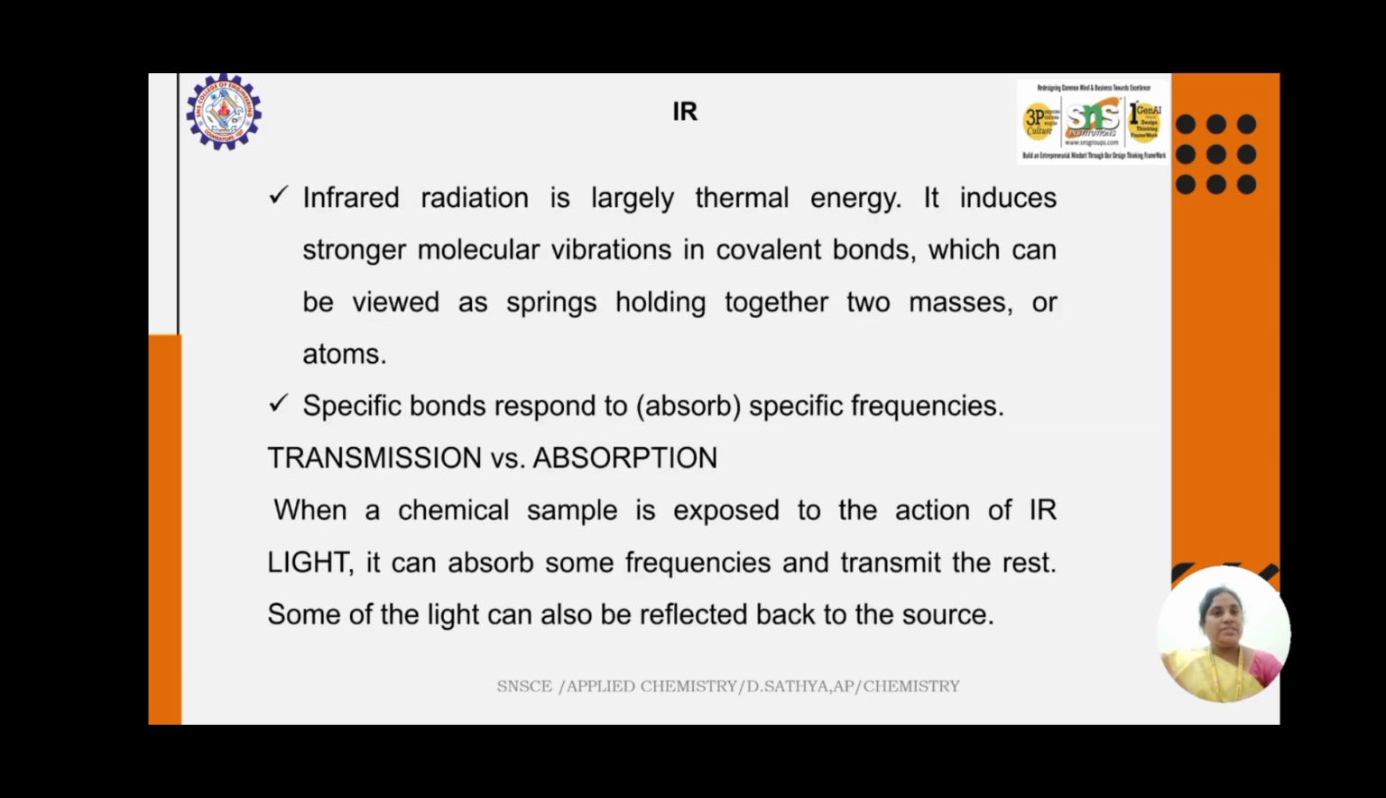IR radiation is largely thermal energy. It induces stronger molecular vibration in covalent bonds, which can be viewed as a spring holding together two masses or atoms. The specific bonds respond to specific frequencies. When a chemical sample is exposed to IR light, it can absorb some frequencies and transmit the rest. Some of the light can also be reflected back to the source.